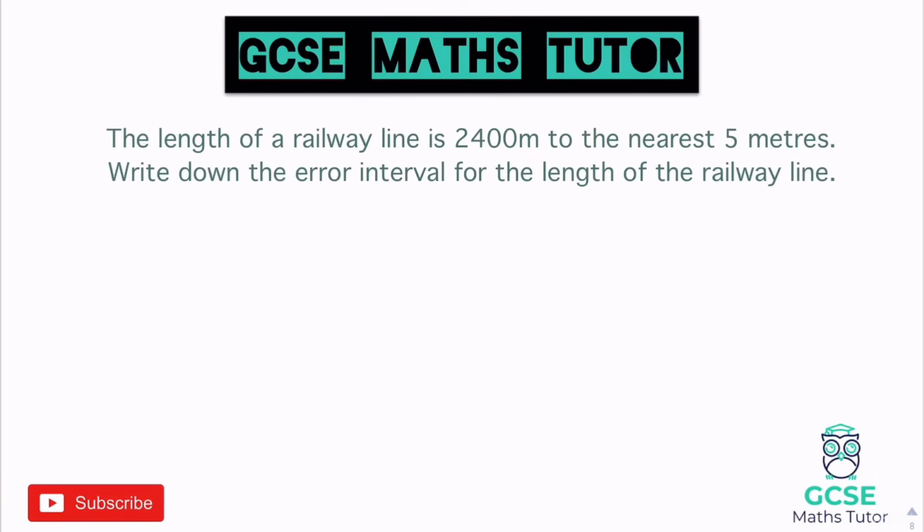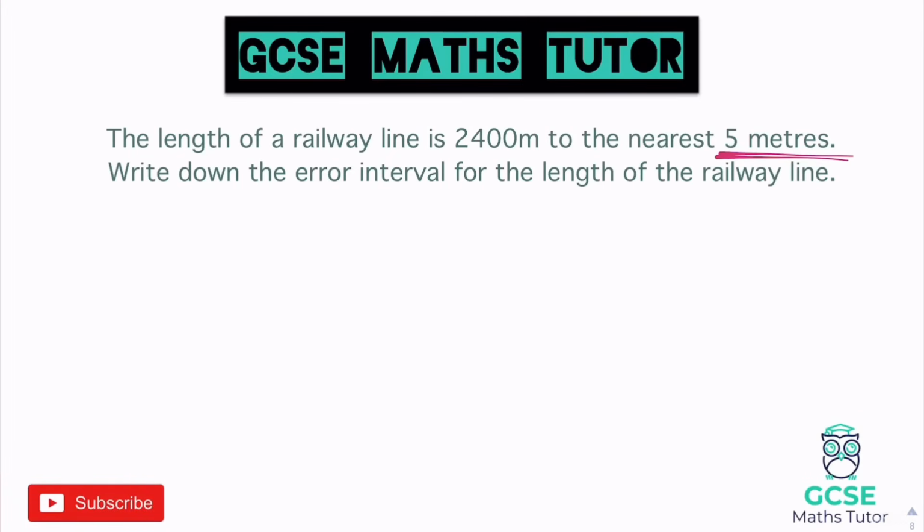Okay, so it says the length of a railway line is 2,400 metres to the nearest 5 metres. Write down the error interval for the length of the railway line. Now this is the one unique scenario really when it comes to rounding, because if we're rounding to the nearest 5 metres or the nearest 5, that just throws it up a little bit.